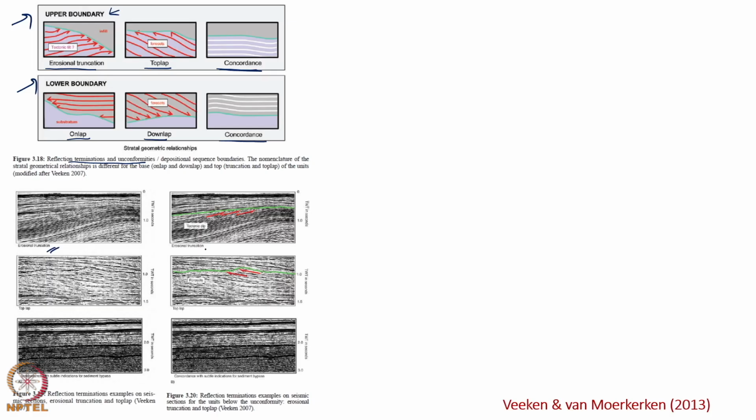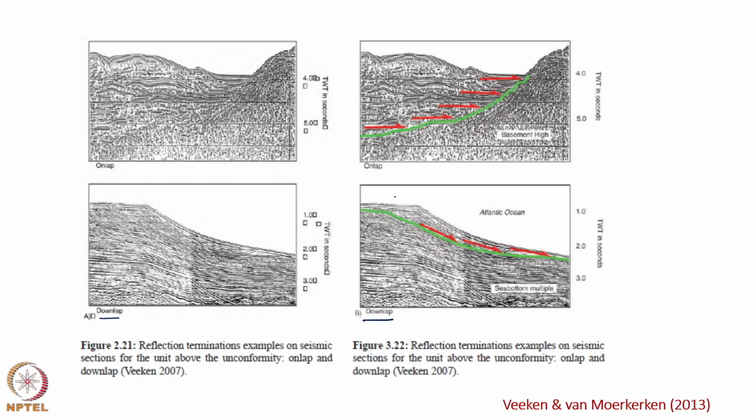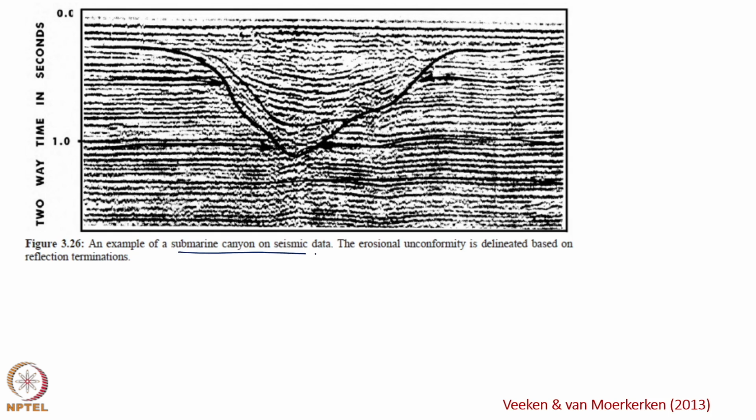The erosional truncation, the toplap, the concordance with subtle indications of sediment bypass are presented here. Examples of downlap presented here, and these are the examples of the onlap. These are the uninterpreted images and these are the interpreted images. This is an example of submarine canyon on the seismic data. You can look at atlas of seismic image interpretation and a few books will be available on this broad topic.